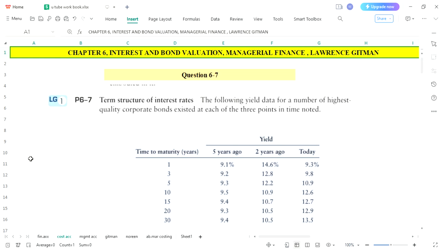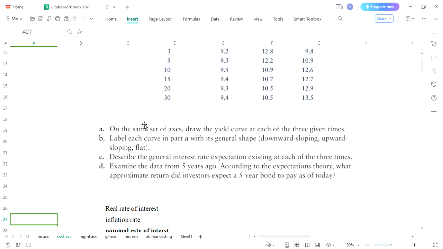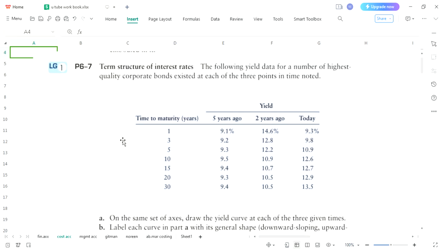So duration and rate of returns, we are actually concerned with the relationship of these two on the same set of axes. What does that mean? All these amounts present in this data, present them on a single graph. Draw the yield curve for each of the three given times. Three different times are given. Label each curve in part A with its general shape. So part A is saying to draw a graph.